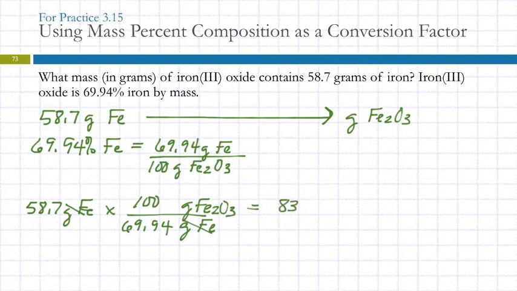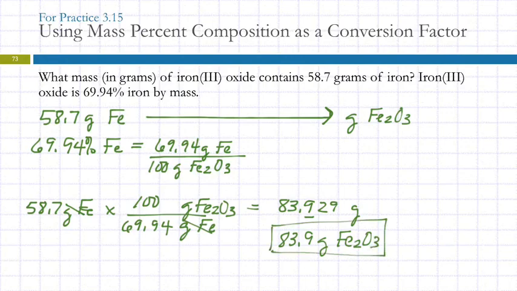So my numbers here, I've got 3 sig figs in the 58.7, so my answer should have 3 sig figs. I'm going to underline that digit and write down 2 more. And then I've got grams, and then when I round this, it's going to be 83.9 grams of the iron oxide. And then you should always ask yourself, does that answer make sense? If there's 58.7 grams of iron, should the mass of the compound be more or less than the mass of the iron? It has to be more, right? And this answer is more.